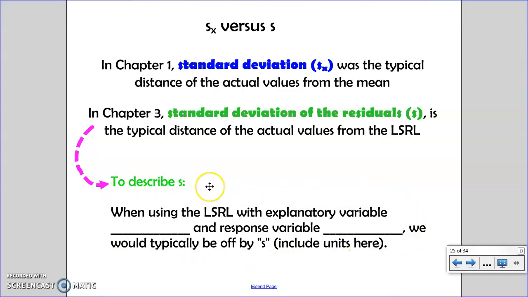This sentence that I have down here, down at the bottom, is again one of your sentences for chapter 3 that you have to be comfortable with. When you're asked to describe lowercase s, which you'll be doing in your assignment for today, this is how you want to do it. You want to say, when I'm using this least squares regression line, and you talk about what your explanatory variable is and what your response variable is, there and there where the blanks are, then you would say we're typically off by s units. So you calculate s, or you can get s from your calculator, and then you include that here along with your units that you're using, just as we said on the prior page.